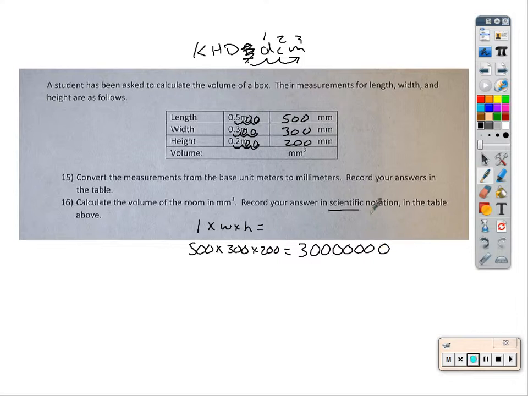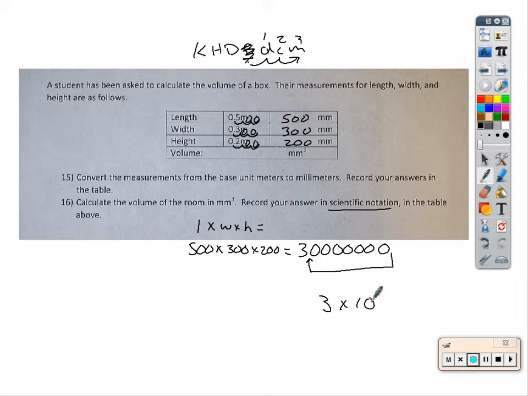And it asks for the answer in scientific notation. So what we're going to have to do is take the decimal point and move it so that there's 1 non-zero number in front of it. If there's no decimal point in your number, you always assume it's at the end. So it's coming from here to there.